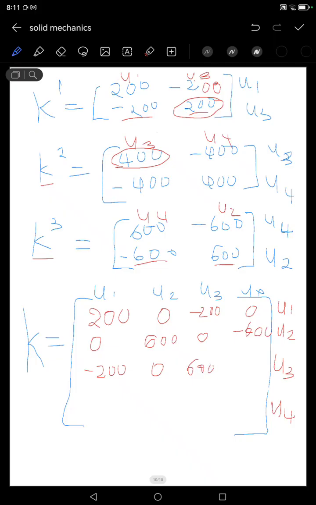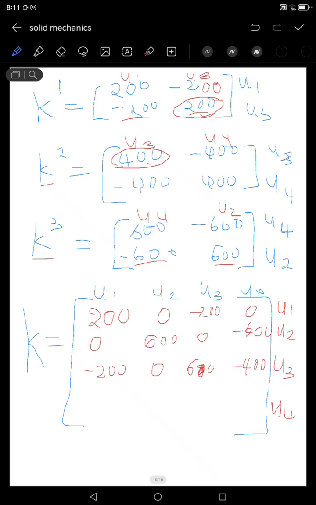Okay, guys, did you follow that? We have 2 U3s. We have this one and this one. So we're going to add them. 200 plus 400, which is 600. It's this one. Okay, and then U3, U4. Do we have U3, U4? Yes, we do, which is a negative 400.